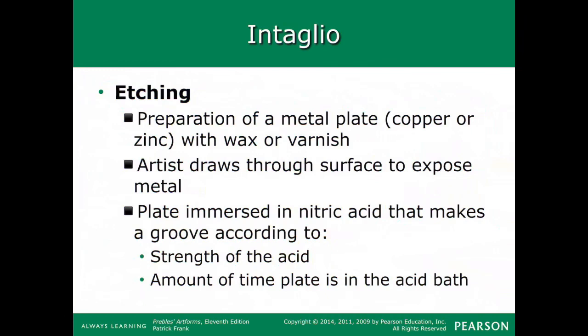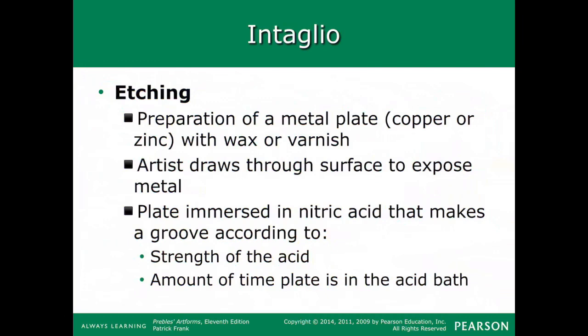Another process is called etching. So etching is where there is some preparation involved using a metal plate, usually again copper or zinc, and wax or a varnish. So the artist draws through the surface to expose the metal. So imagine a metal plate made of copper or zinc. The artist etches into the surface, draws into the surface so that it can scrape away some of that metal.